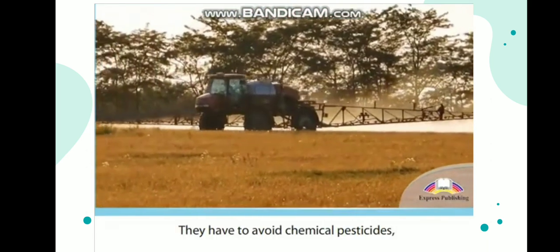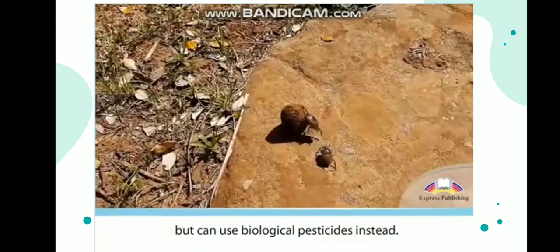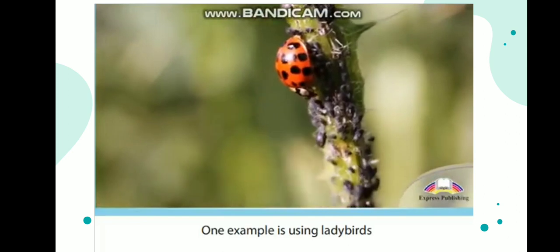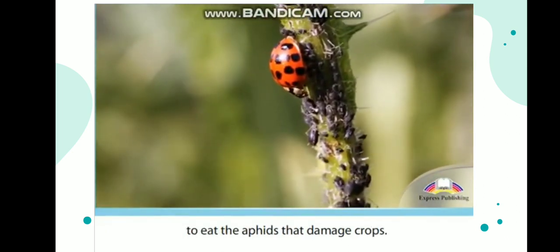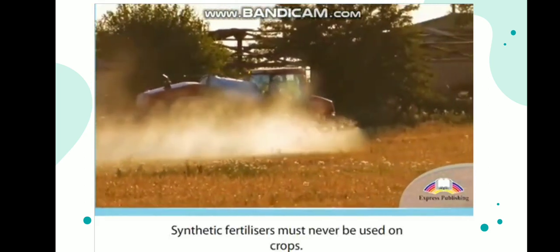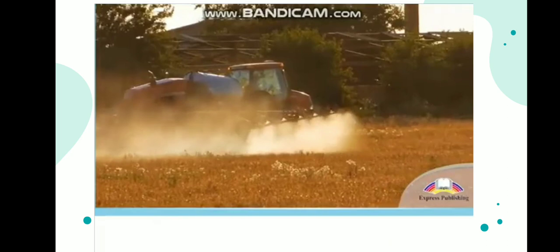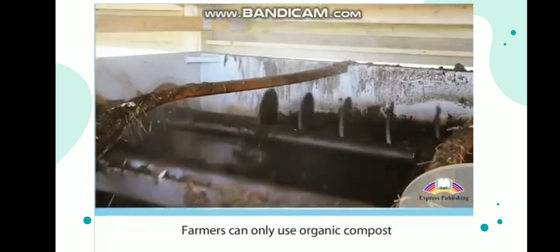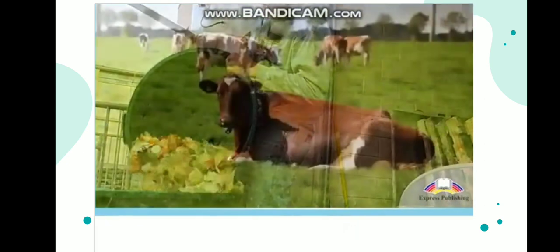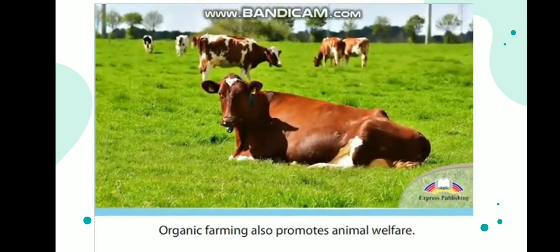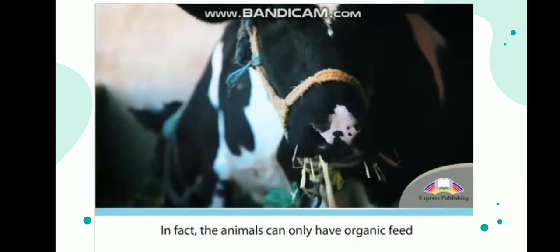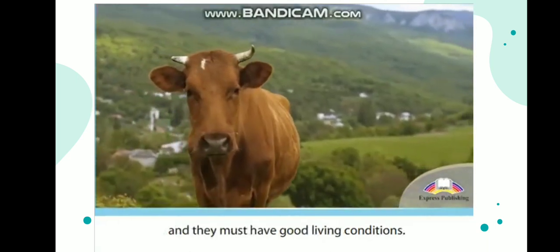They have to avoid chemical pesticides, but can use biological pesticides instead. One example is using ladybirds to eat the aphids that damage crops. Synthetic fertilizers must never be used on crops. Farmers can only use organic compost made from food and animal waste as a fertilizer. Organic farming also promotes animal welfare. In fact, the animals can only have organic feed, and they must have good living conditions.